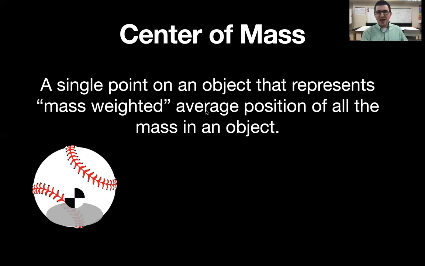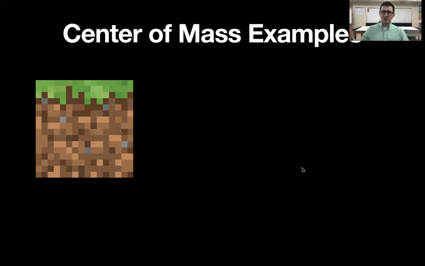So then the average position of all the mass in the ball is going to be closer to that high concentration of mass at the bottom of the ball. So that's kind of the idea of center of mass. So let's do some examples.